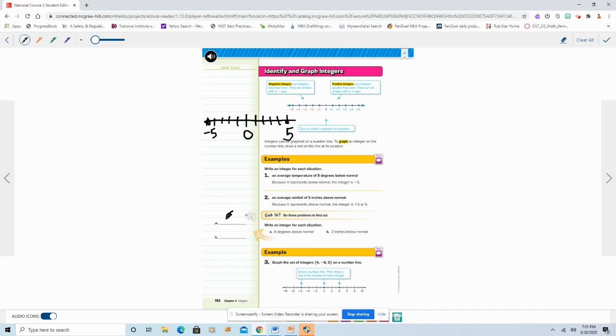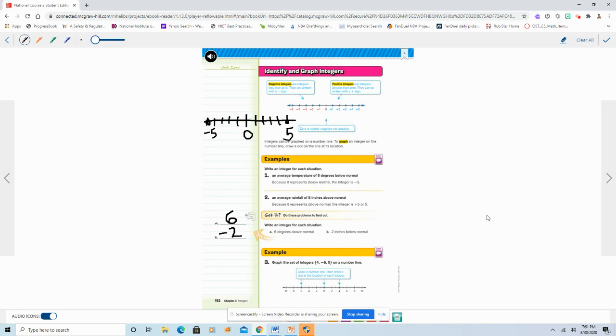6 degrees above normal would be 6. 2 inches below normal would be negative 2. Hopefully you can understand that. This is where I'd like to see that feedback, the look in your eyes, see if you're getting it. I don't have that opportunity.